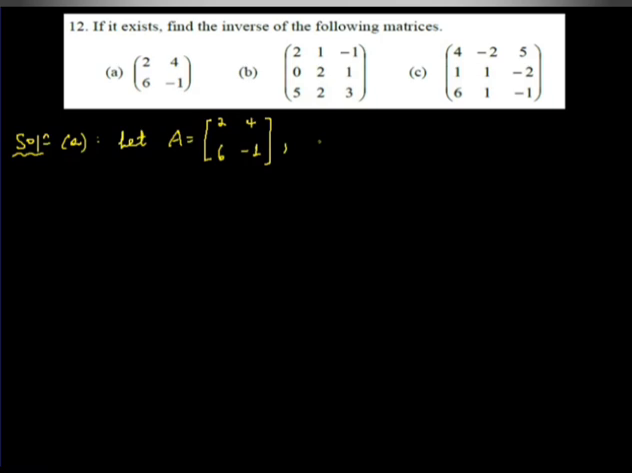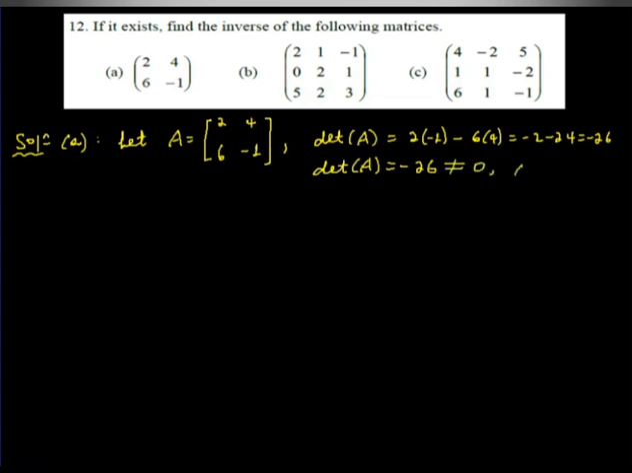The inverse of this matrix can exist only if its determinant is different from zero. The determinant of this matrix is 2 times minus 1 minus 6 times 4, which is minus 2 minus 24, which is negative 26. The determinant of A is negative 26, which is different from 0, therefore A inverse exists.